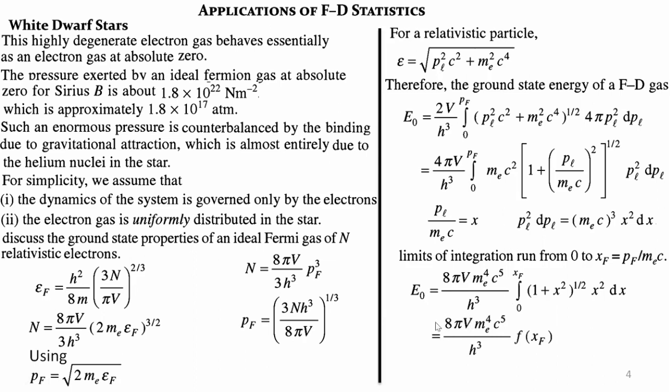So now E naught is equal to 8 pi. Now what we have done is, okay, this integral will lead us to some function of xf, because when you solve this integral and substitute the limits, you will find that it is going to be nothing but a function of xf, the variable x corresponding to Fermi momentum.